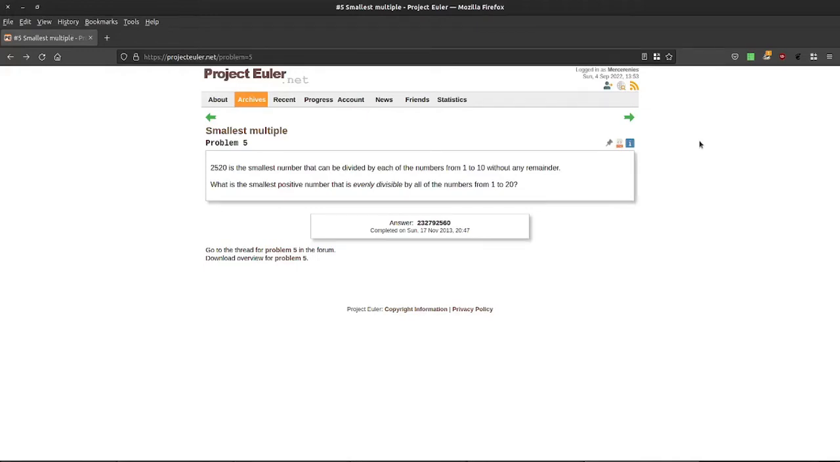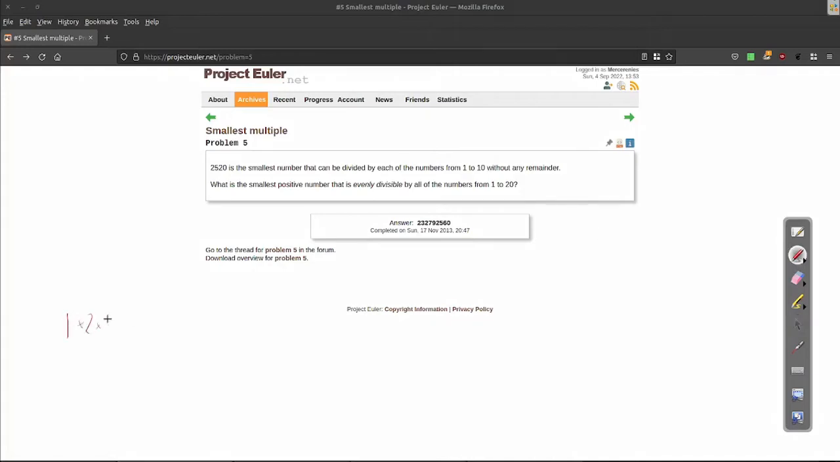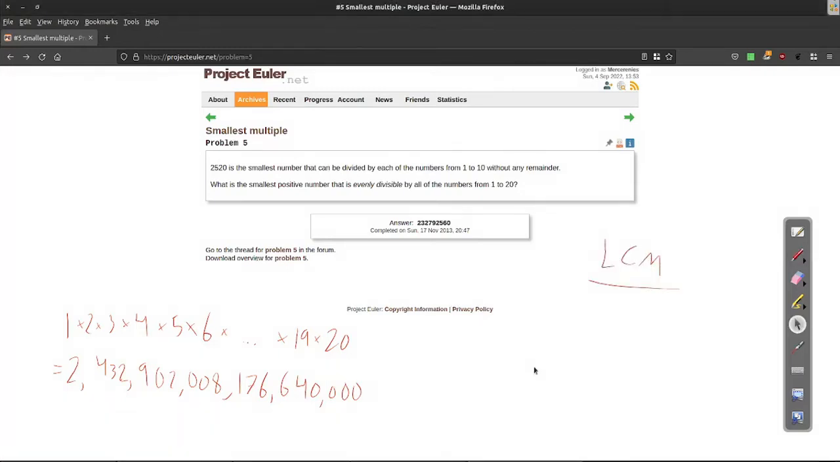Immediately, we can find one example of a number divisible by every value from 1 to 20, namely, the product of all the numbers from 1 to 20. This is a common multiple of all of these numbers, but the value we want is actually the least common multiple. Fortunately, the least common multiple, or LCM, is a well-studied and well-understood mathematical function.